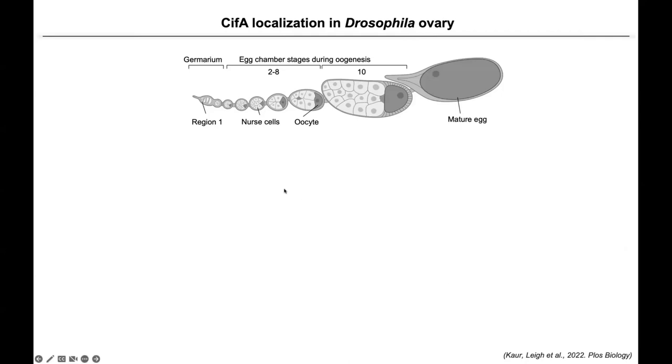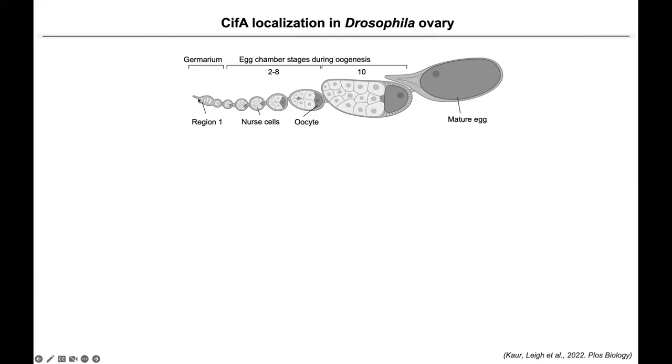Drosophila oogenesis is also a multi-step process, which starts with region one in the germarium that leads to germ cells and a cystoblast. A cystoblast then undergoes various mitotic divisions to give rise to different egg chamber stages with nurse cells and the oocytes. Nurse cells provide nutrients in order to nourish the oocytes, which then grow and become a mature egg.